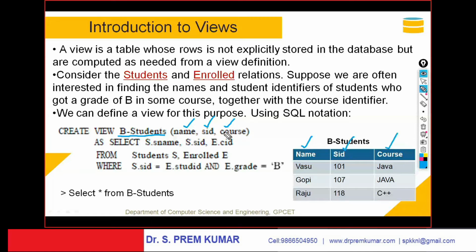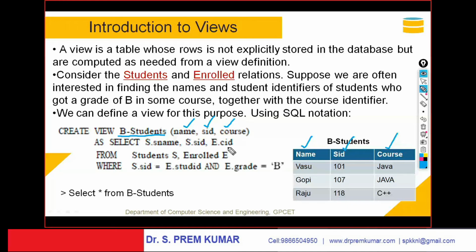This is the view name. B students is the view name. And in this view, I want these three columns, one, two, three, as select name, SID and course ID from students. This is the base table. From students, this is the base table.